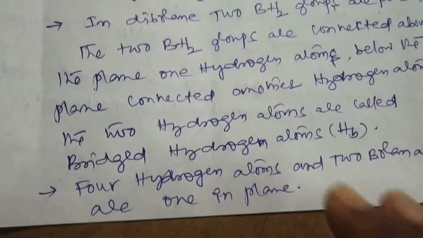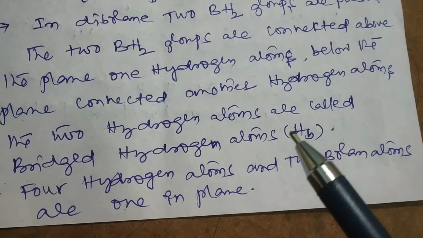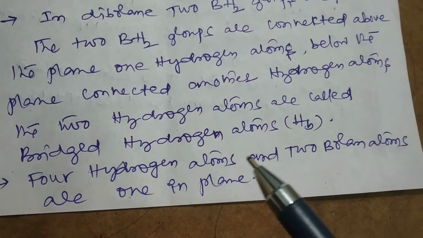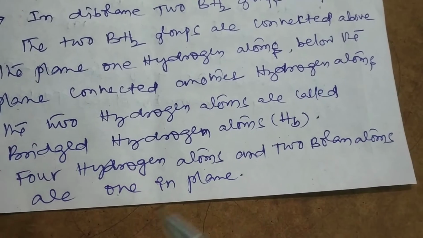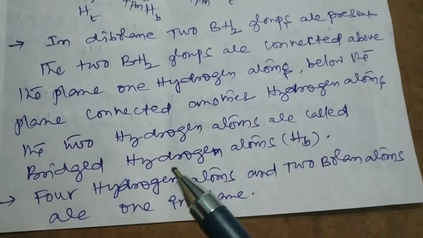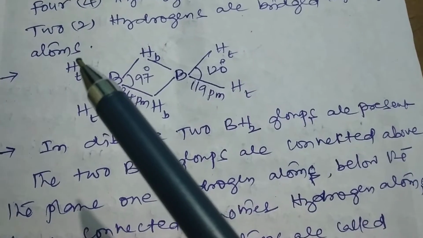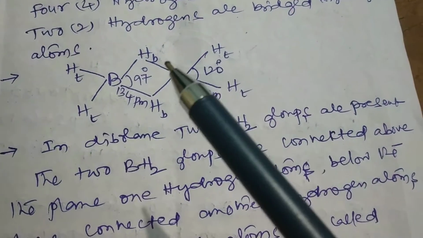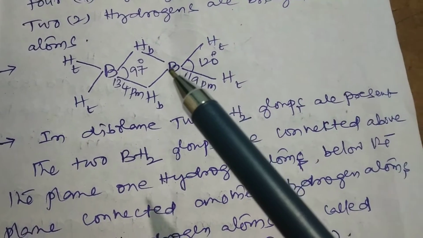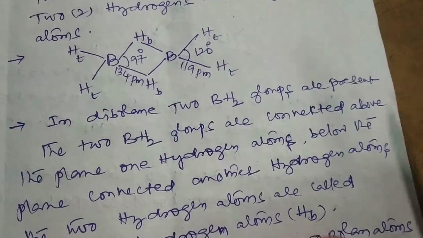Next one, 4 hydrogen atoms and 2 boron atoms are in one plane. So these are the 4 terminal hydrogen atoms and the 2 boron atoms in one plane. So this is diborane.